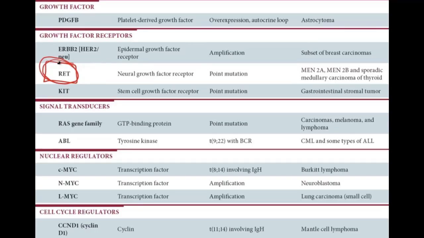Another important growth factor receptor is the KIT growth factor receptor. And a mutation in the KIT growth factor receptor is associated with something called gastrointestinal stromal tumor. And that's an important association to be familiar with. Okay. The next group of oncogenes are signal transducers, and the idea here is that after the growth factor receptor is bound, it will send a signal using a transducer to the nucleus.